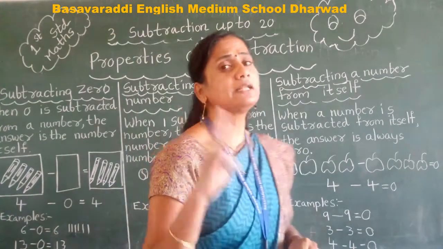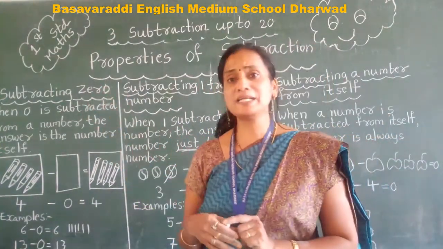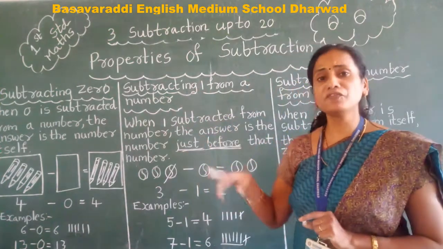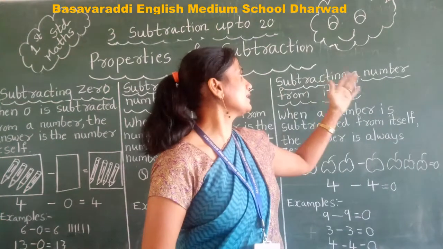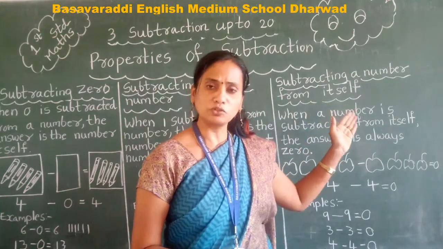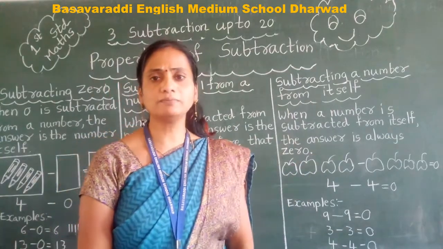These are the 3 properties in this chapter. One is subtracting 0, another is subtracting 1 from a number, and another one is subtracting a number from itself. Got the point? So we will move on to the exercise part. Okay?